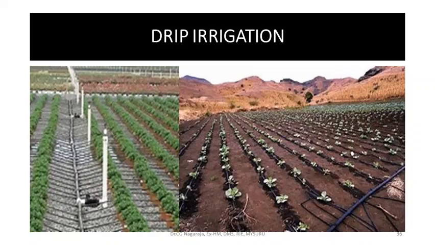This is called drip irrigation, the latest method. Even spraying may lose water. Here they use pipes and they use only drops of water for the growing seedlings. Water is not wasted in this kind of practice. So there are three types of irrigation. The question may be asked in the examination.